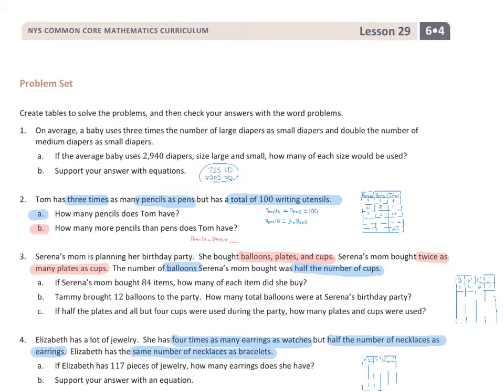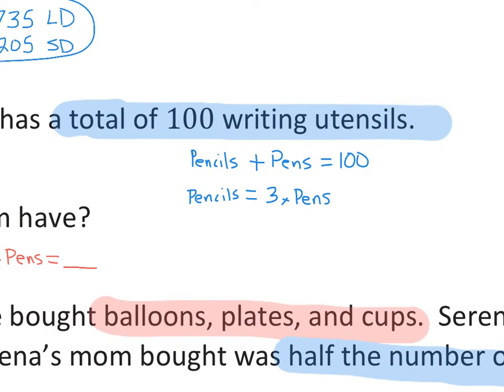So let's dive into what a total of 100 writing utensils means. That means that his number of pencils combined with his number of pens has to equal 100 because both of those are utensils. Utensils are things you write with, right? Well, utensils can be things you eat with as well. These are writing utensils. We also know that his pencils are 3 times the number of pens he has. So if his pens are 1, his pencils would be 3 because it's times 3. And so 3 is 3 times the amount of 1.